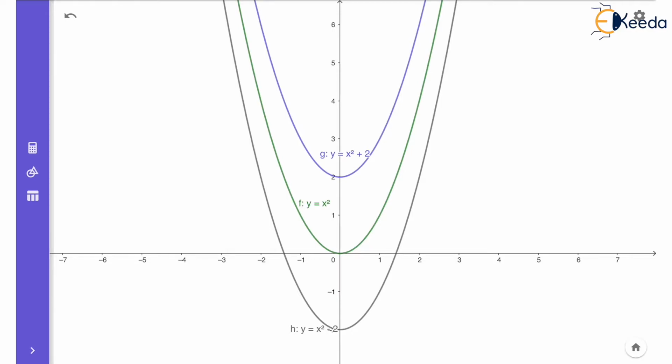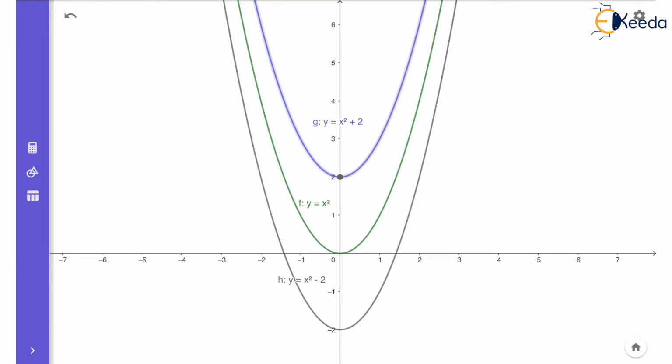Together, we are trying to understand what changes we can see if we put a constant, as y equal to x square minus 2 or y equal to x square plus 2. With the constants plus 2 and minus 2, we can see that the graph is either going down by 2 units or going up by 2 units. The overall nature of the graph is parabolic only, and yes, it is symmetric about the y-axis again, but the only change is that it is either going down by 2 units or up by 2 units.